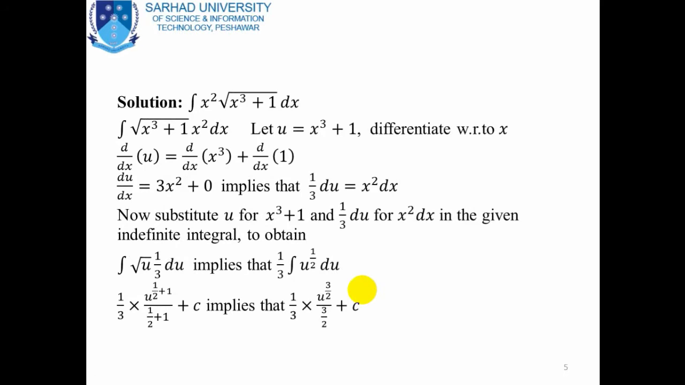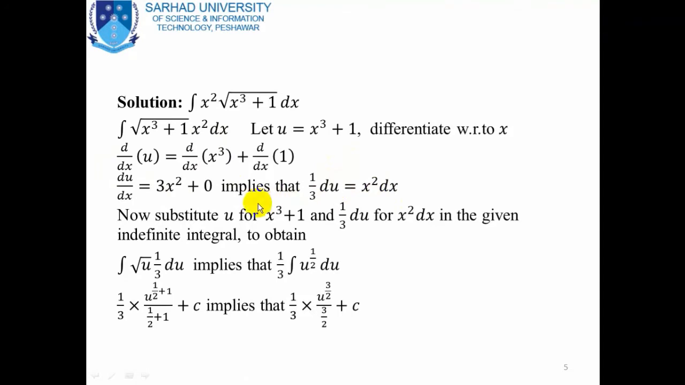For example, we suppose x cube plus 1 is equal to u. Now, differentiating with respect to x, we obtain the derivative of u with respect to x and the derivative of x cube plus 1 with respect to x. So by using the power rule, multiply the power with the coefficient and subtract 1 from the power, we obtain 3x square. And now this implies that 1 over 3 du is equal to x square dx. So we obtain x square dx as a function of u. So this is actually now the dx operator converted to the operator du.